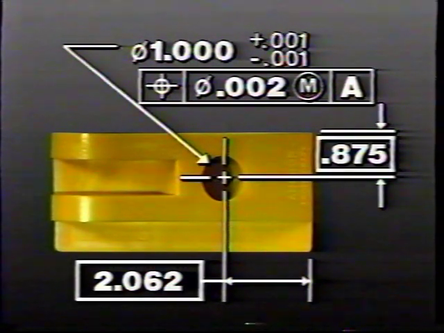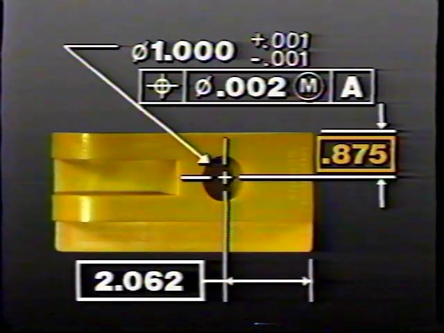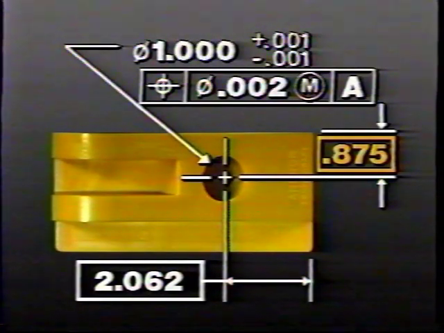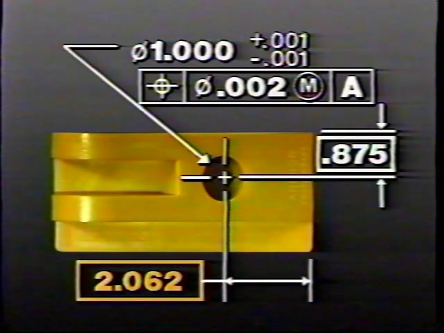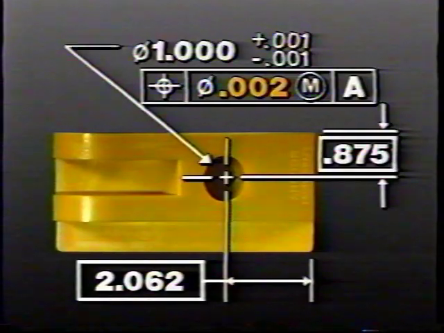Here, for example, the basic dimensions specify the location of the hole. At first glance, it appears that these basic dimensions have no tolerances associated with them. They simply state that the hole is theoretically 875 thousandths away from the top edge, and 2.62 thousandths from the right edge of the piece. A basic dimension always has a tolerance associated with it, however. Below the size dimension for the hole is a feature control frame which contains a tolerance for the basic dimension. It states that the location of the hole may vary by 2 thousandths.